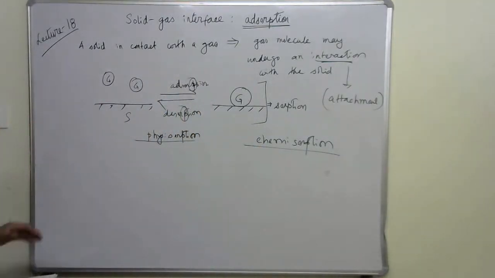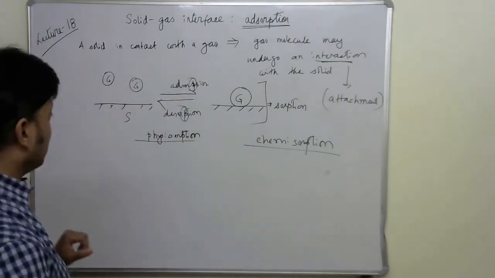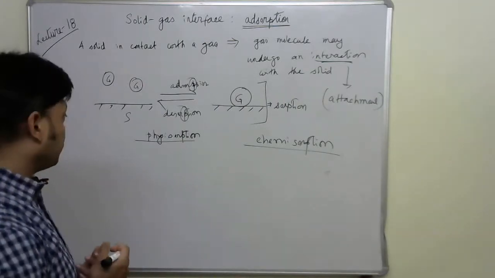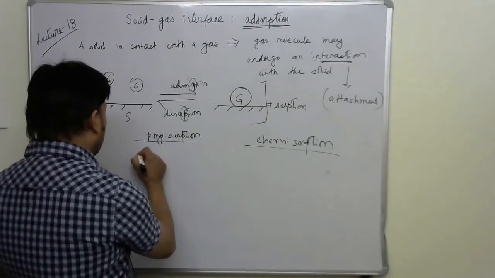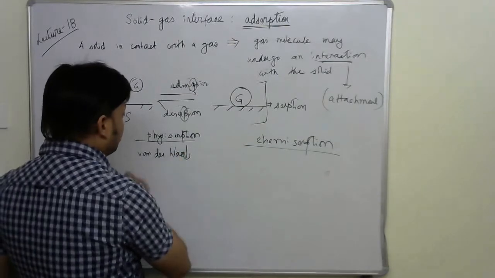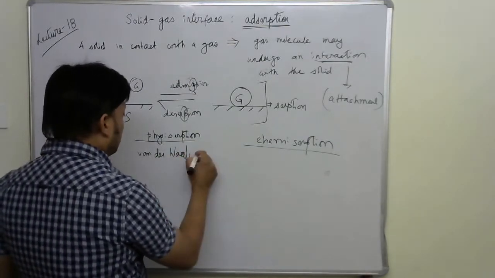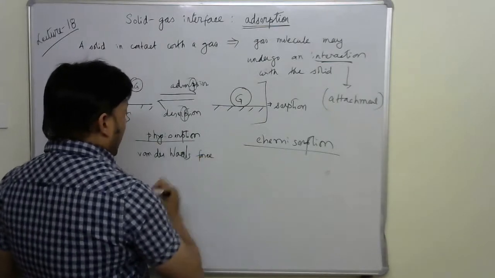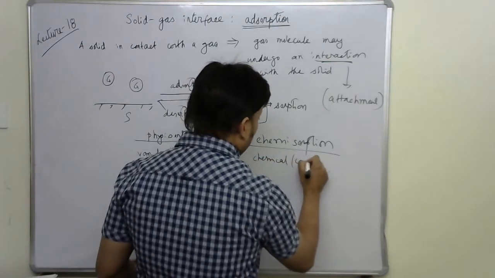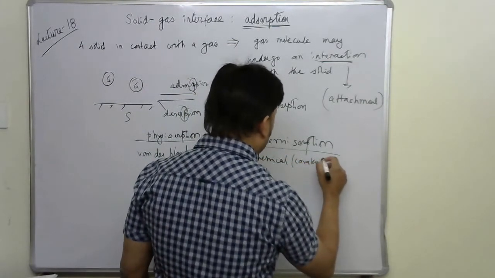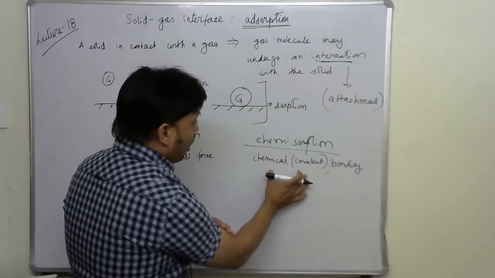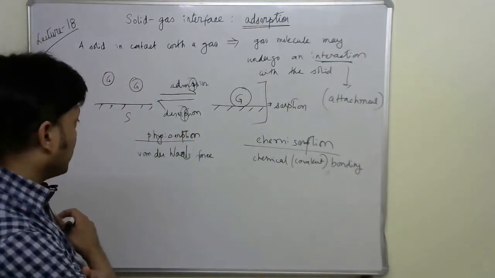The difference between the two is pretty obvious. The major difference is that physisorption is mainly a physical phenomenon, meaning no chemical interaction is involved. The bonding between the solid and gas is mainly based on van der Waals force. And chemisorption is essentially chemical bonding, most likely covalent bonding. So the attachment is quite strong in chemisorption and quite weak in physisorption. This is number one.